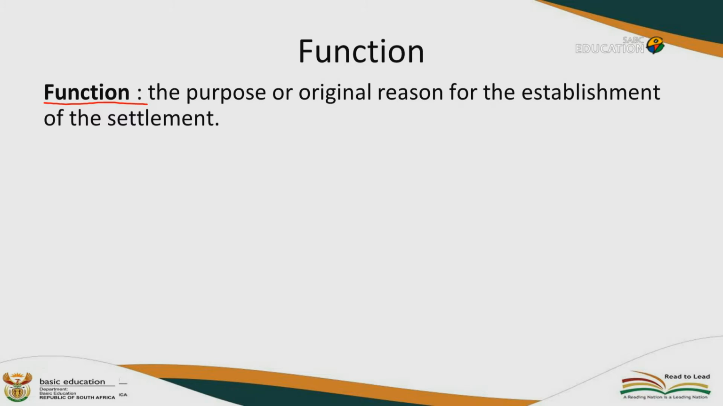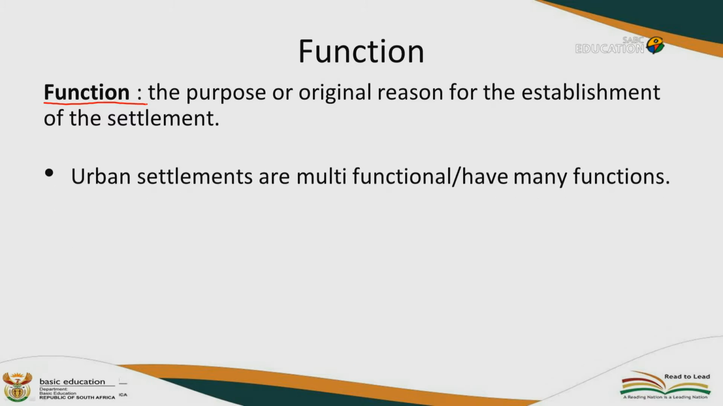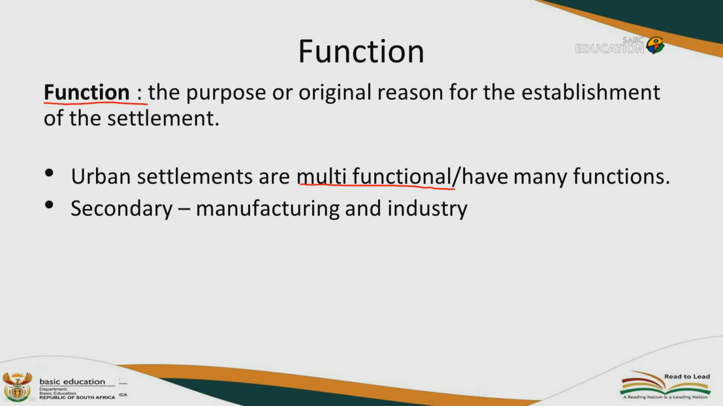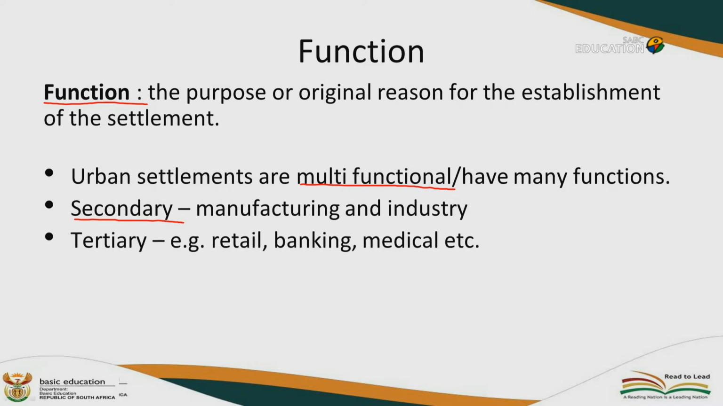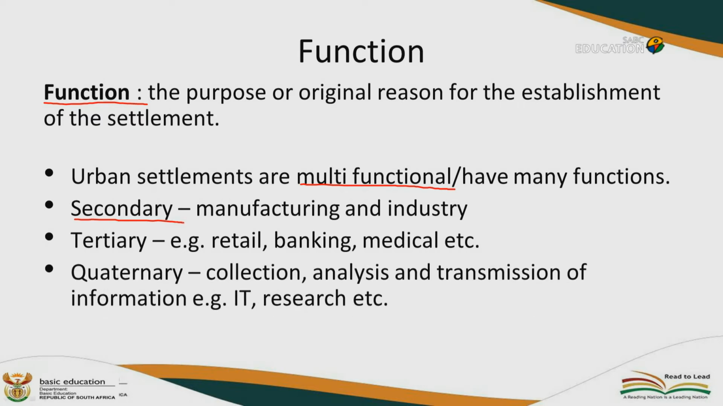Okay, let us look at urban settlement. We did indicate that urban settlement is multifunctional, which means it has so many functions. It has secondary functions where they do manufacturing, where we have many industries. Okay, we have tertiary where we talk about services. We look at quaternary where we talk about the collection, analysis and transmission of information. For example, IT research. And these ones we will do when we are doing economic geography later.